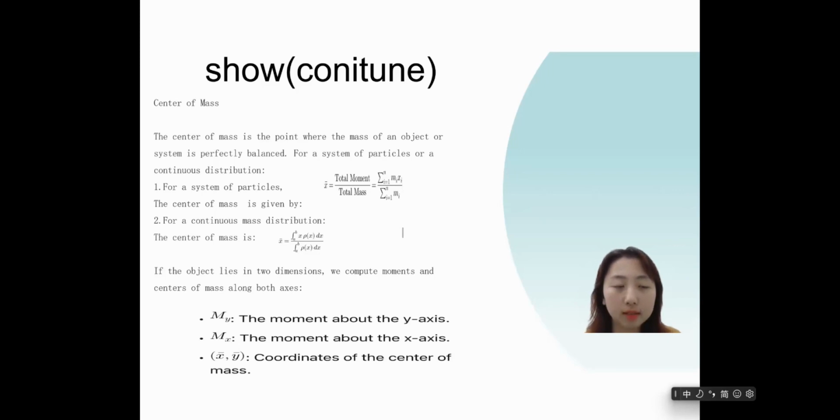Okay, let's talk about the center of mass. The center of mass is the point where the mass of an object or system is perfectly balanced. For a system of particles, the center of mass is given by this formula. And for a continuous mass distribution, the center of mass is given by this formula. If the object lies in two dimensions, we compute moments and centers of mass along both axes. Let me combine this and this.